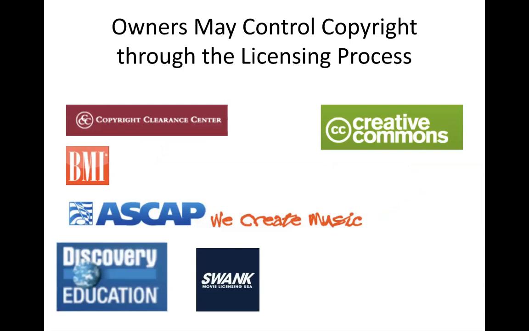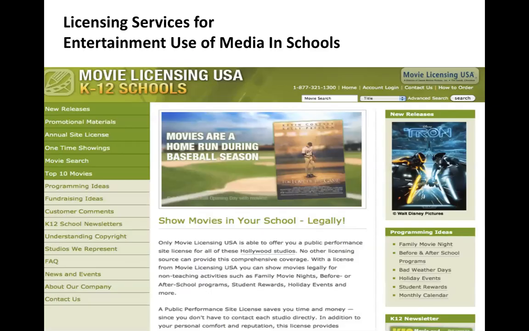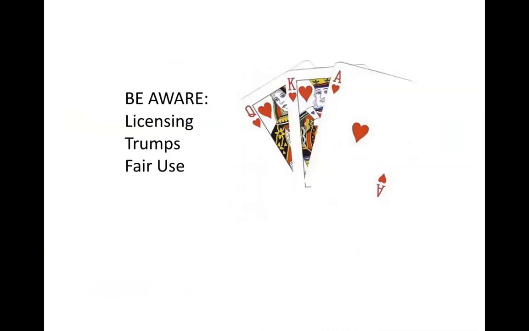And so here are some examples of different kinds of licensing processes that are in play. In education, we have a lot of licensed products, for movies, when movies are screened for entertainment purposes in schools. But signing a license agreement is a contract. And in the American legal system, the contract overrides fair use.